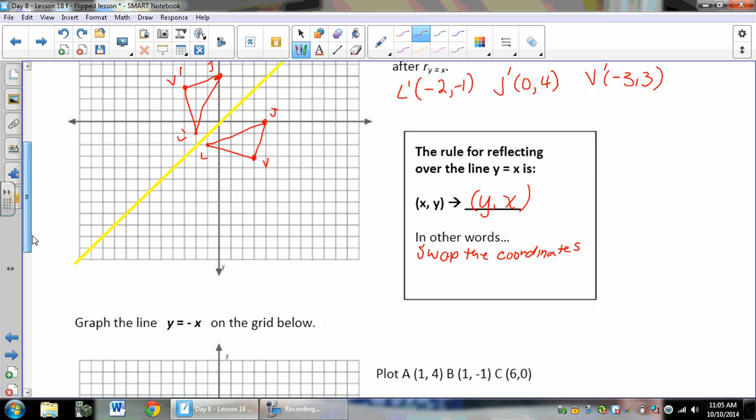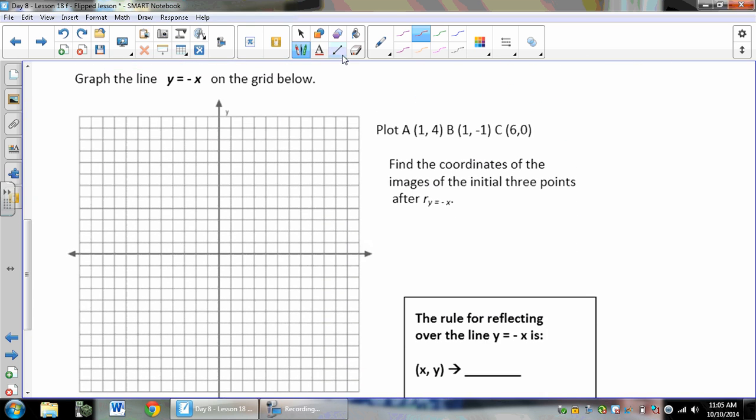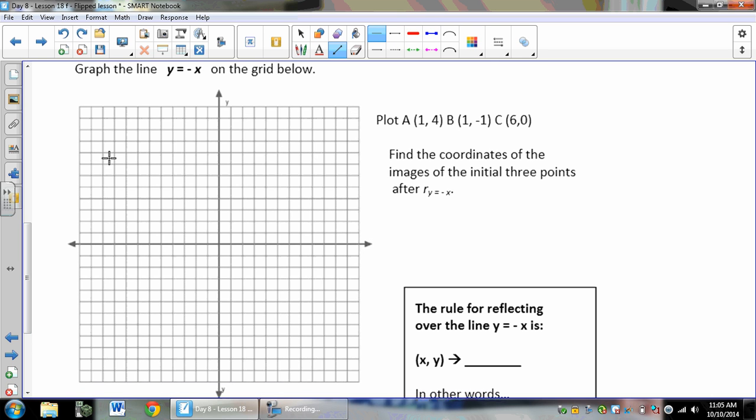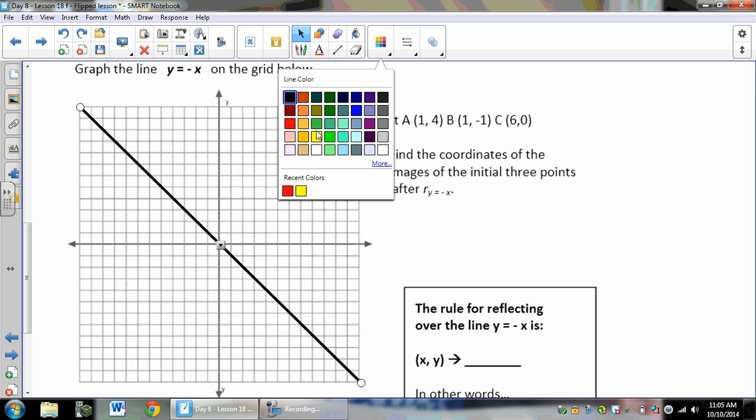Now, if we want to do the same thing, but we want to flip over y equals -x, I'm going to take this guy. I'm going to draw y equals -x. Y equals -x would have a slope of -1 and pass through the origin. So that means I'm going to go up 1, left 1, and it's going to look something like that. So there's y equals -x. I'm going to make it yellow.